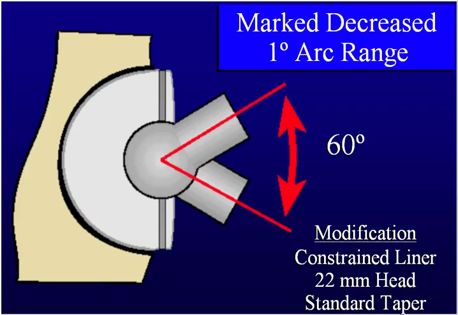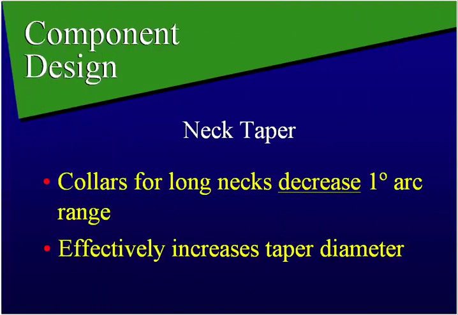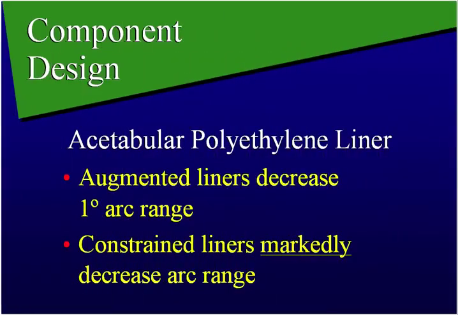So in terms of component design, collars for long necks decrease your primary arc range, and that's where you're going to get in trouble with dislocations because you're at the end of the limit. And that effectively increases your taper diameter. Acetabular polyethylene liners, if you use augmented liners, you decrease your arc range. So you're stable in one direction, but you're going to be unstable in the other direction. And remember that constrained liners markedly decrease your arc range.